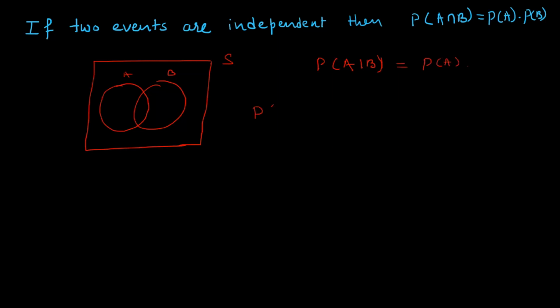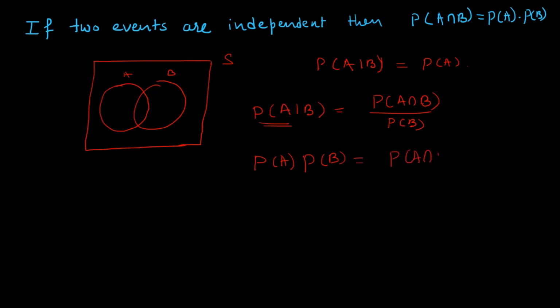So now apply this condition. Probability of A conditional B equals the probability of A intersection B divided by the probability of B. The expression on the left hand side will give you the probability of A, and this expression multiplied with the probability of A will give me the probability of A times the probability of B. That is nothing but the probability of A intersection B. That is the answer, right?